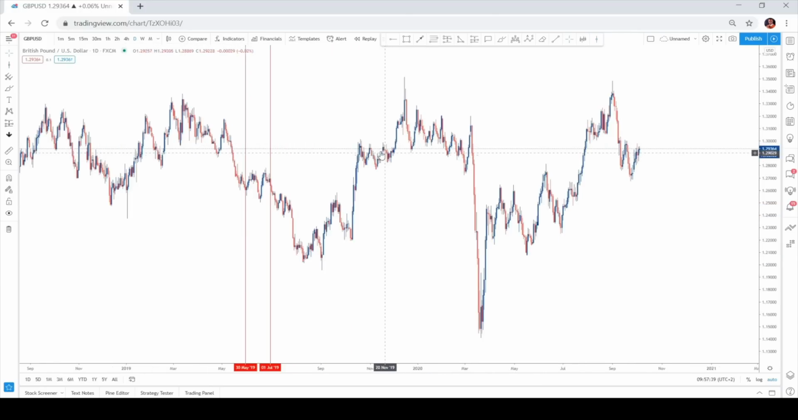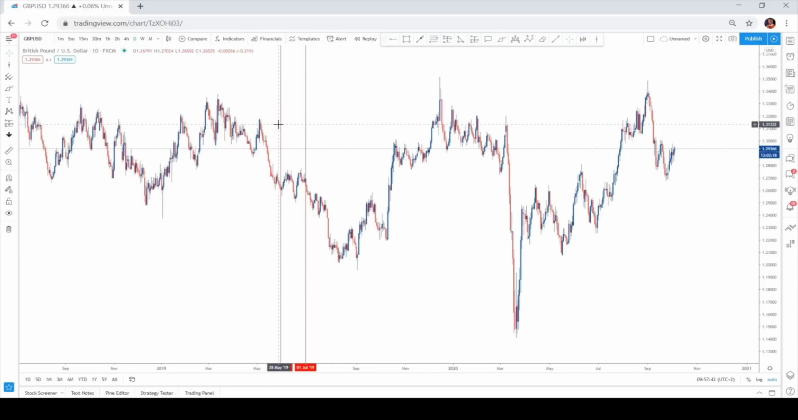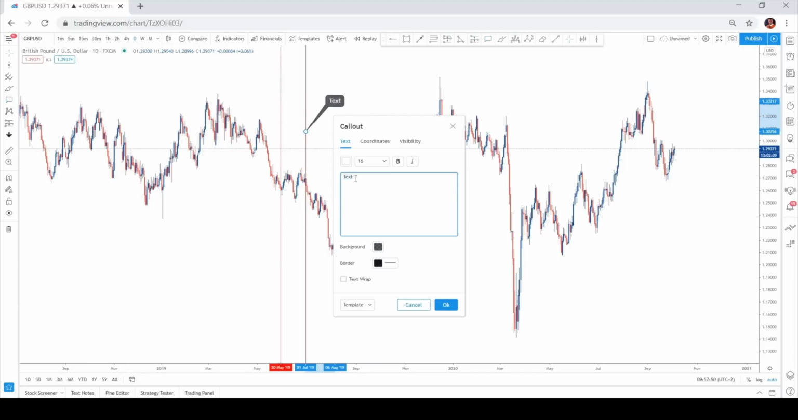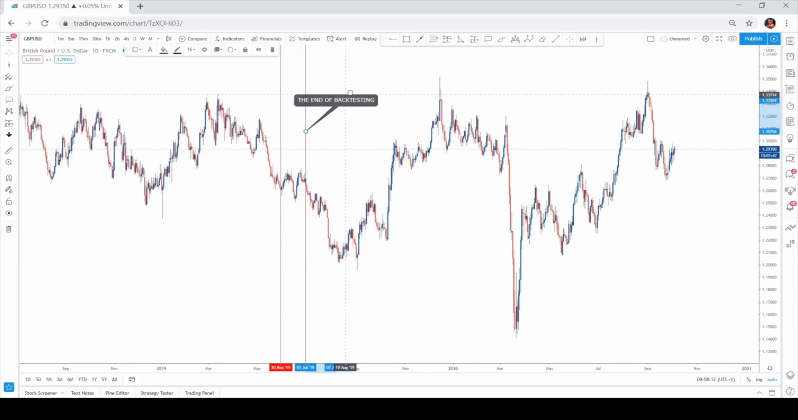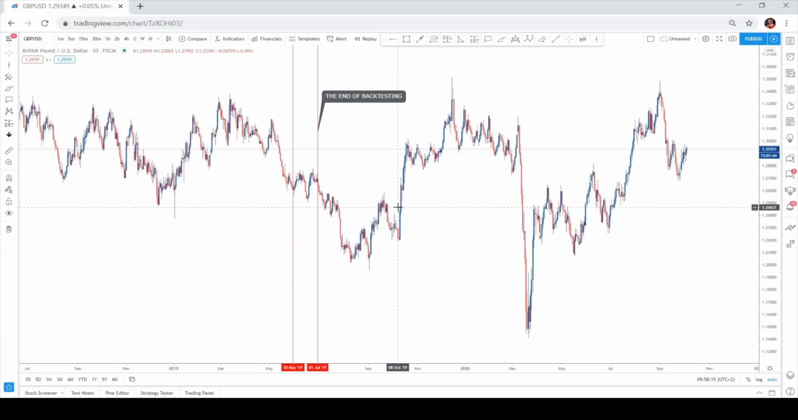Right there. So if you bring prices closer, you're going to see we're going to start from here and then we're going to end from here. And then normally to pull a call out, we like reminding ourselves that this is the end of back testing. Then you click on it, okay. From there we just put it right there. So we know that if the price reaches this level, we are done back testing.